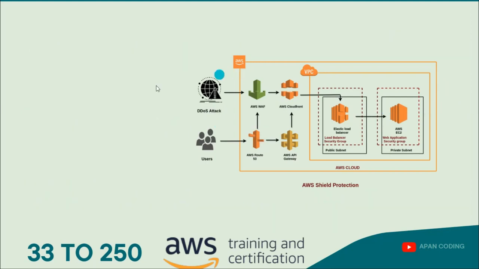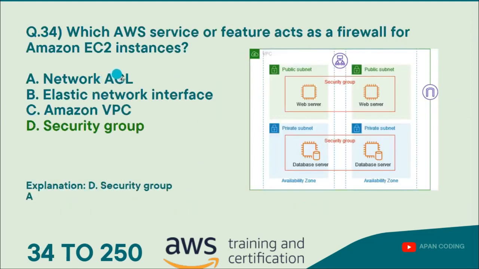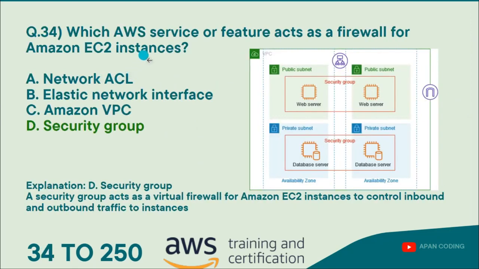Now let's move on to question number 34, friends. The question asks: which AWS service or feature acts as a firewall for the Amazon EC2 instance? Which feature, friends? Security group, because a security group is very important for your application server in your virtual private cloud. Without a firewall, your software is not safe.